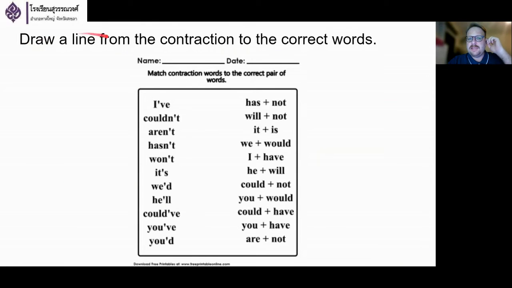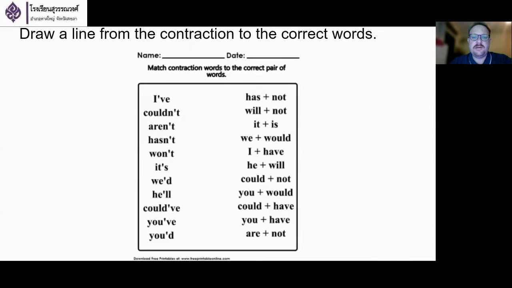Draw a line from the contraction to the correct words. Well, let me see if I can draw a line. I believe I can. How about a straight line?